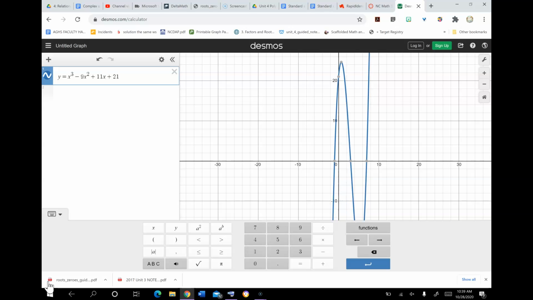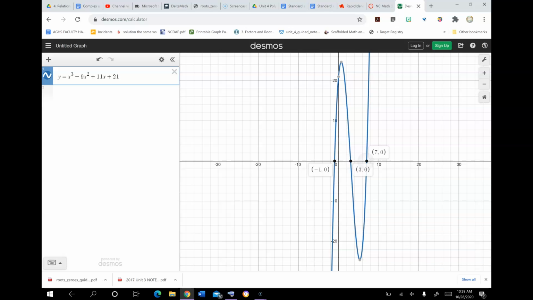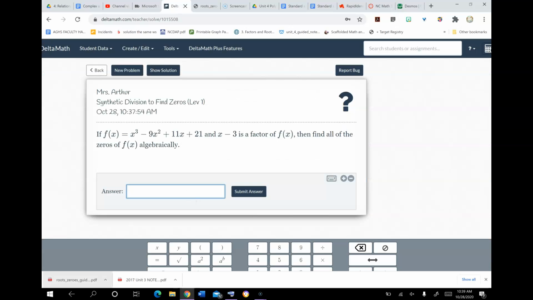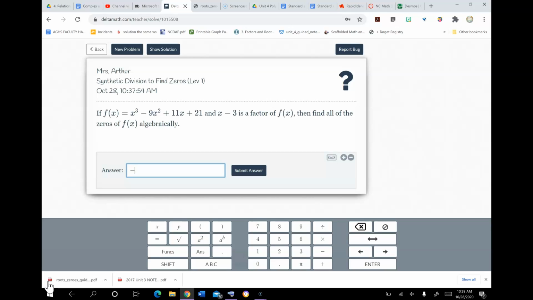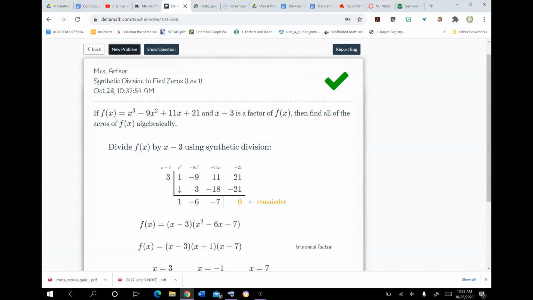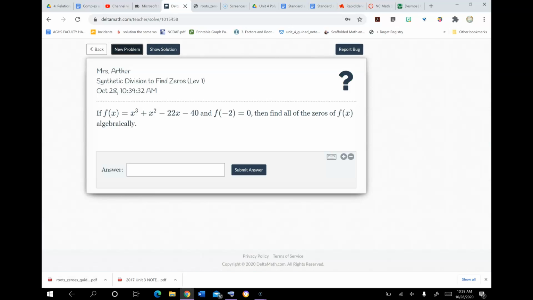Well, my degree is 3, right? So I should have 3 answers. Well, looky there. It crosses 3 times. So my answers are -1, 3, and 7. So we go back to Delta Math, -1, 3, and 7. Okay? -1. We have another one, hit the plus sign. 3, hit the plus sign again, and 7, and submit your answer. Done. All right, let's do another one, okay?